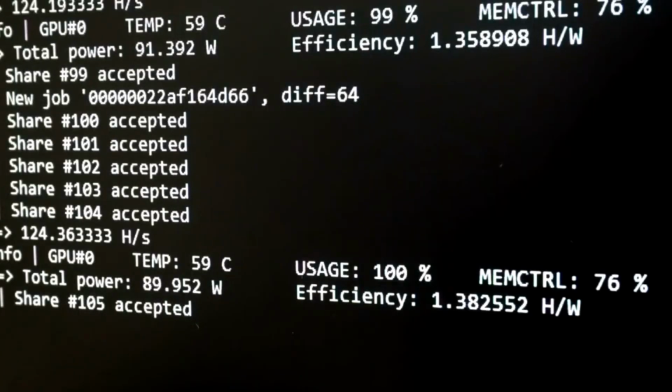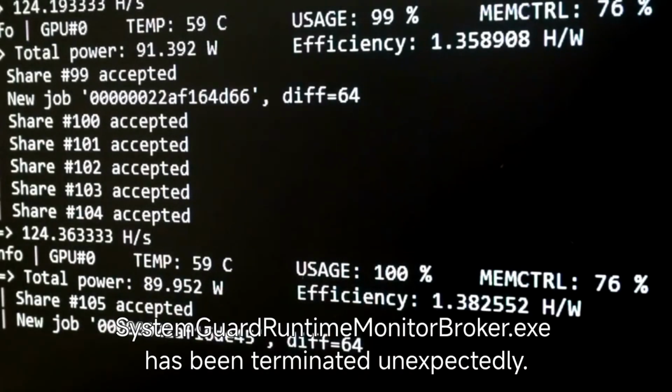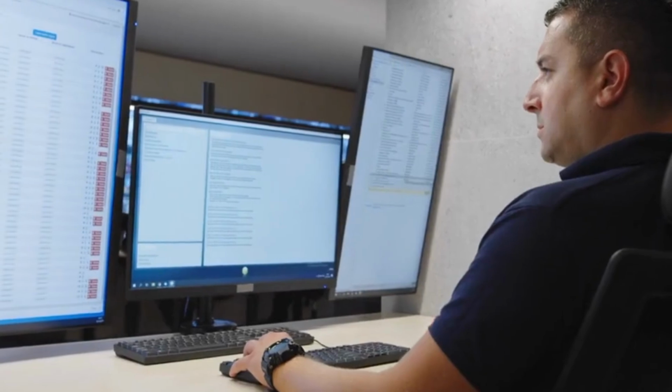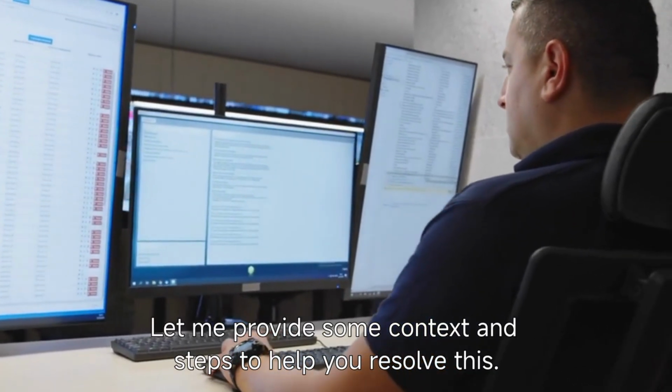System Guard Runtime Monitor Broker.exe has been terminated unexpectedly. Let me provide some context and steps to help you resolve this.